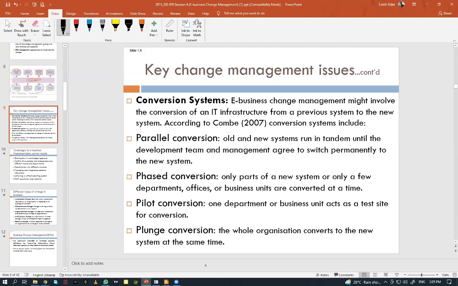Then the last one over here, we call it the plunge conversion. That one, we don't need time to pilot it. We don't need time to test it. We assume that it's okay. So as soon as we are ready to change, we just change instantly from the old system to the new system. So the whole organization converts to the new system at the same time without wasting much time. So these are the conversion systems that we have.